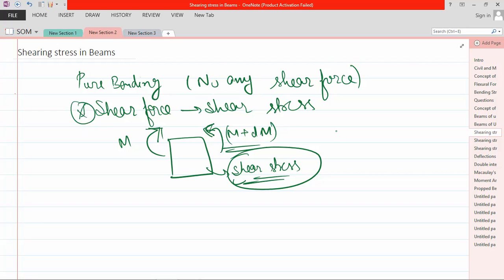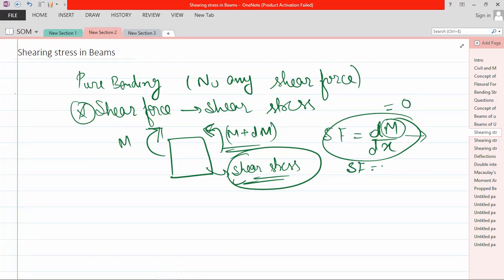Hence, a relation has been derived that shear force SF is equal to dM by dx. Better to remember it. If M is not changing, then dM by dx, the derivative of M with respect to x, is 0. That means shear force is 0 in the body. But if M is changing, then dM by dx is there, and that is equal to the shear force in the body, and shear force leads to shear stress.